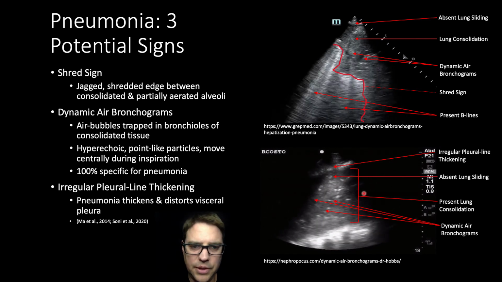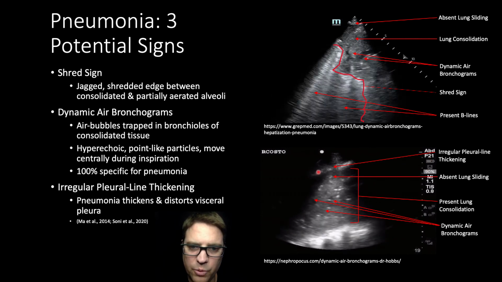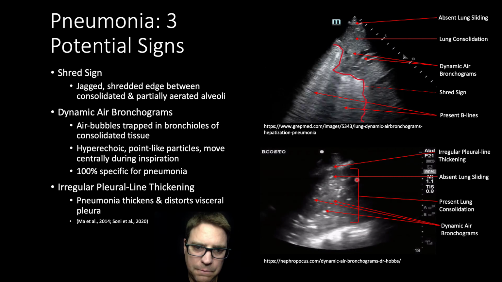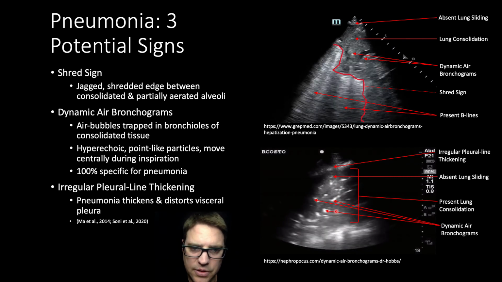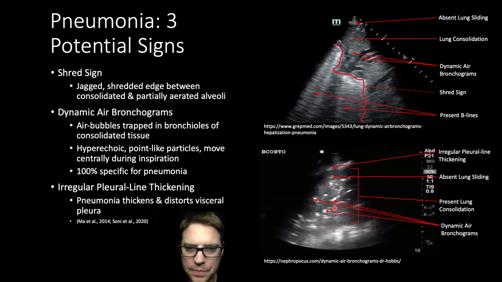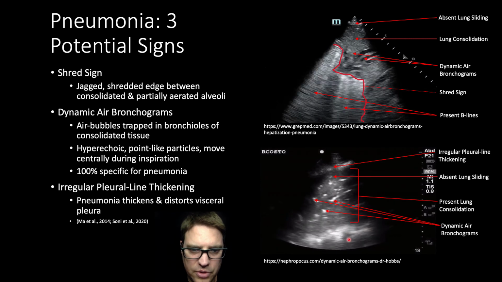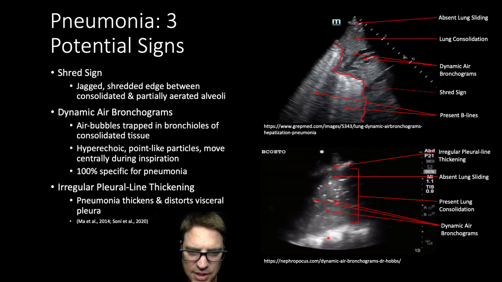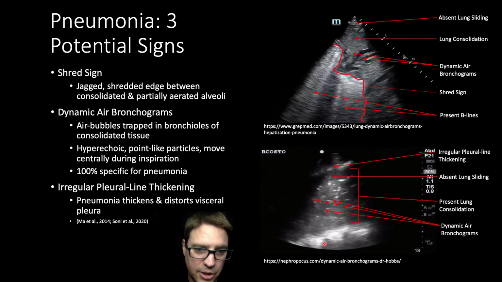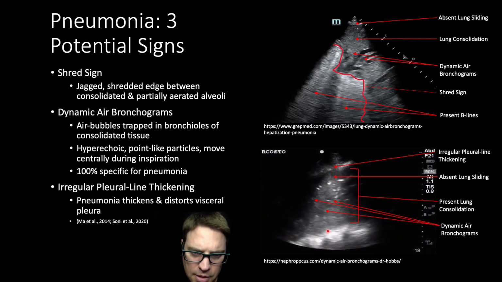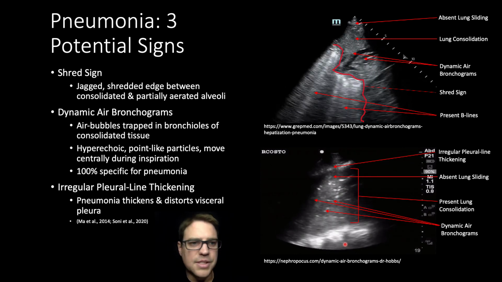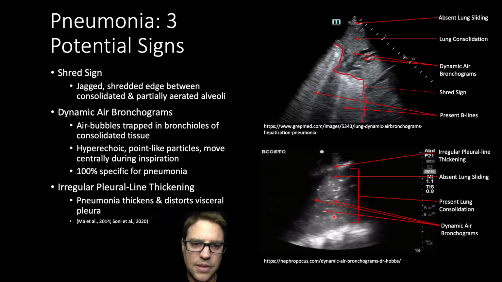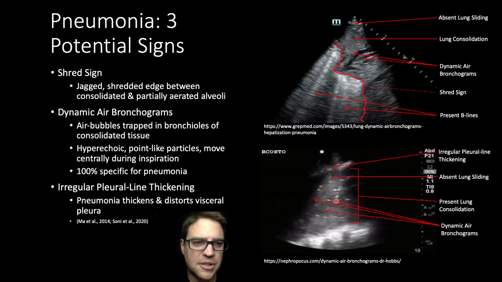This next image down here, you can see even more so an irregular pleural line thickening. Lung consolidation. Inside the consolidation are these dynamic air bronchiograms. And a little further down, there's some more aerated tissue. I don't specifically see a jagged or the shred sign. But anyways, this is another example of pneumonia, these dynamic air bronchiograms being 100% specific for it.